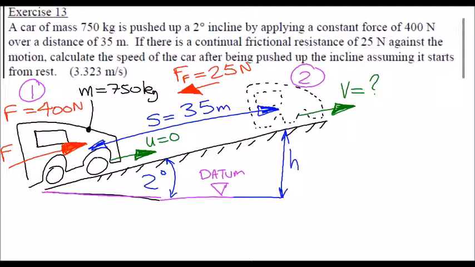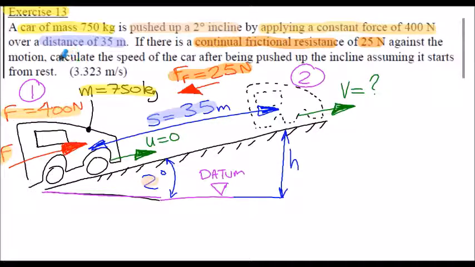So here's the solution to exercise 13. So we have a car of mass 750 kilograms, shown here. It's pushed up a 2-degree incline, it's shown here. We're applying a constant force of 400 newtons, so F, applied over the distance of 35 meters, so F is 400 newtons. The distance travelled is 35 meters, shown here. And we're informed that there's a continual frictional resistance of 25 newtons against the motion. So I've shown that force FF here for frictional force of 25 newtons.